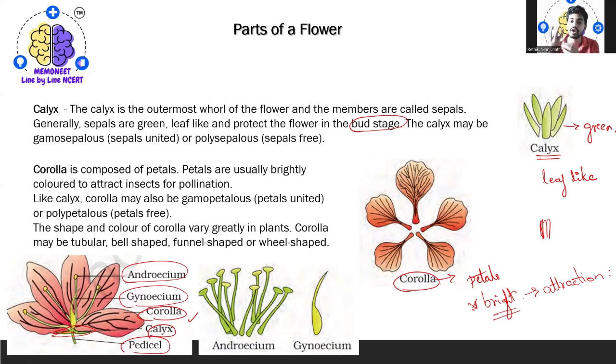Okay. And petals may also be either fused. That is, they may also be gamo. Since we are talking about the petals, it is said to be gamopetalous or polypetalous. The petals might be united or the petals might be free. Coming to the shape and color of this corolla, they vary depending on which plant it is. They might be tubular in shape, they even might be bell shaped, then funnel shaped or wheel shaped petals can be observed.